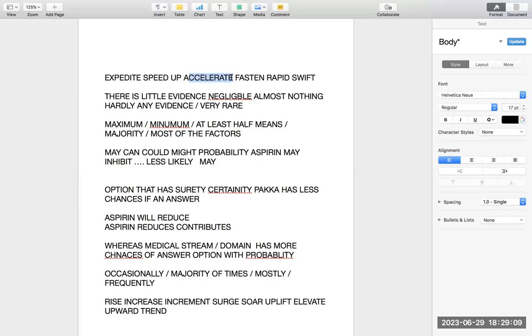Accelerating means it is making it fast. It is fastening the process. Rapid or swift also mean the same. When in any line in reading, it is given there is little evidence. Little evidence over here means little is negligible, almost nothing. Little means hardly any evidence. Hardly also means almost nothing. Very rare, not rare, very rare.